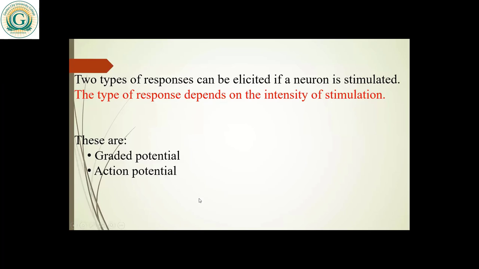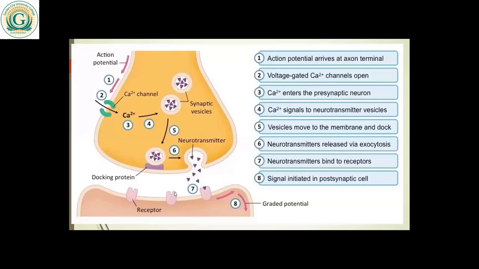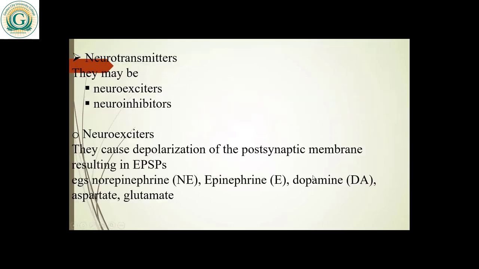Now, two types of responses can be elicited if a neuron is stimulated. The type of response depends on the intensity of stimulation. I still want to use this picture to continue. So now we have neurotransmitters released in the synapse, which bind to the receptor. Now we are saying the response generated is in two forms: a graded potential and an action potential. So we are still continuing the transmission of impulse. The response generated here can be a graded potential or an action potential. Let's move on and explain what this means.